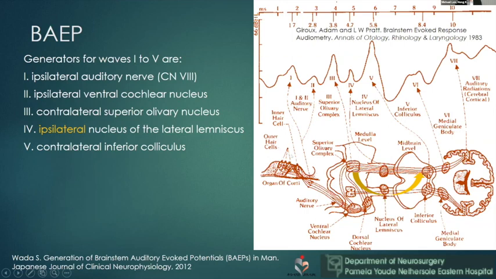And actually they found all the neural generators of these waves correctly, except that the pathway was a little bit skewed, okay? Because Professor Wada from Japan actually did a more sophisticated test of the BAEP in humans and published in 2012, saying that actually all these are correct, except that the lateral lemniscus probably also has an ipsilateral contribution. So most of the diagram here was correct in 1983, okay. So this is very good.